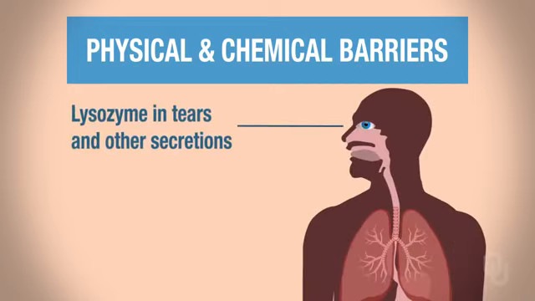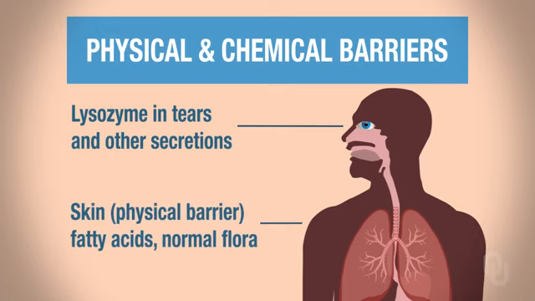So the first thing I'd like to discuss are the lysozymes. So you have lysozymes that are in your tears and other secretions. These are not lysosomes. Lysosomes are different. Lysozymes are antibacterial. So when you cry, it's actually a good thing because you're killing any kind of bacteria that's on your skin. You also have the skin then, and the skin is a physical barrier.